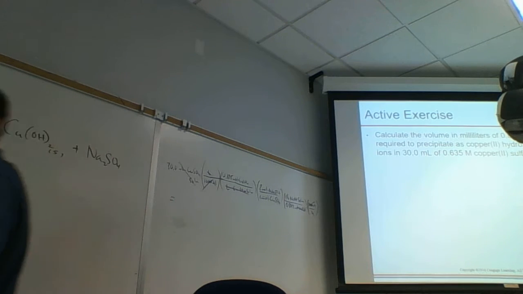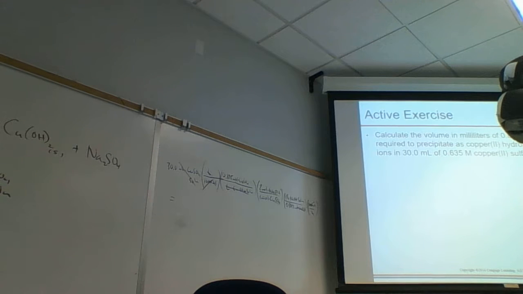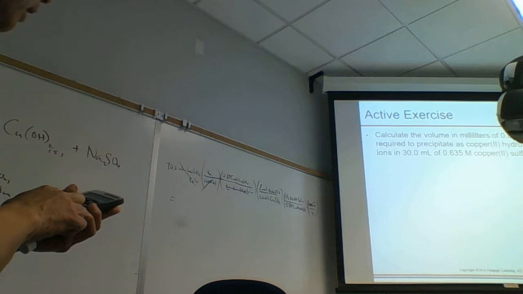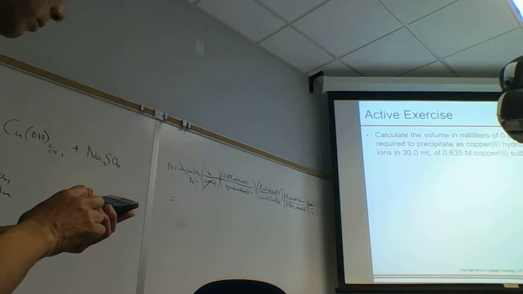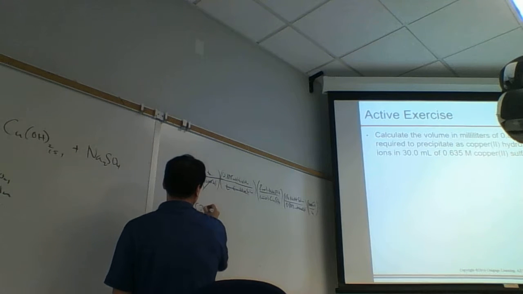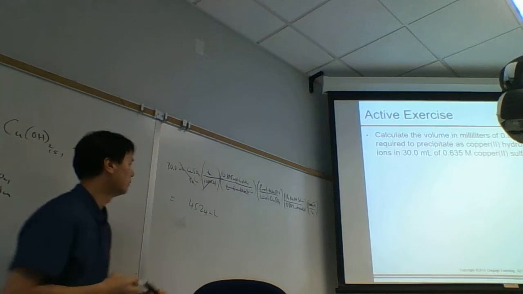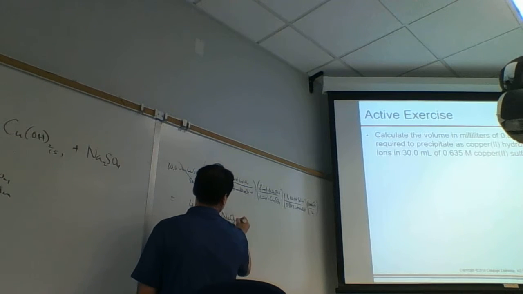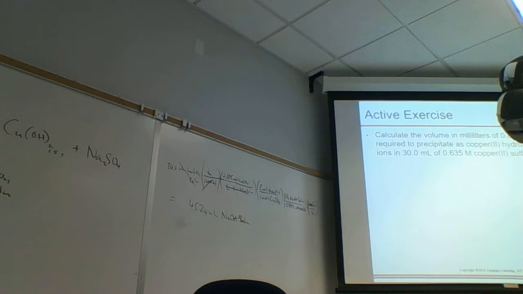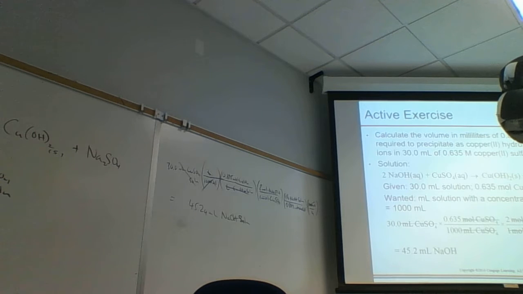So let's go ahead and do the calculation. It would be 30 times 0.635 times 2 divided by 0.842 equals 45.24 milliliters. 45.24 milliliters of sodium hydroxide solution. And that's what they got, 45.2 milliliters.